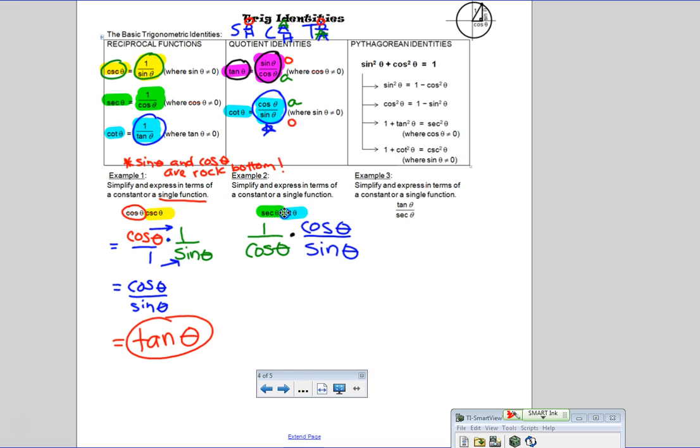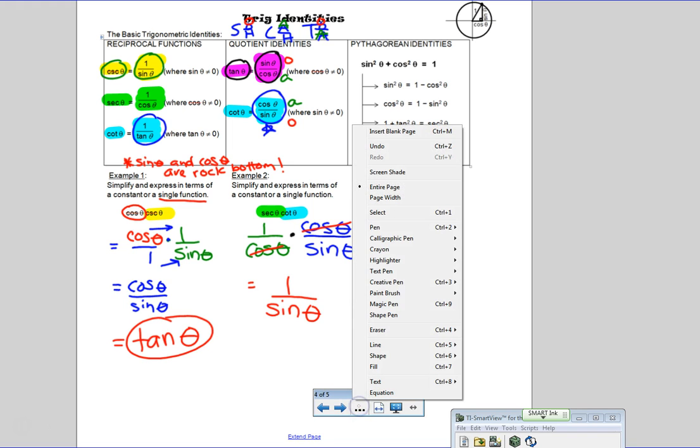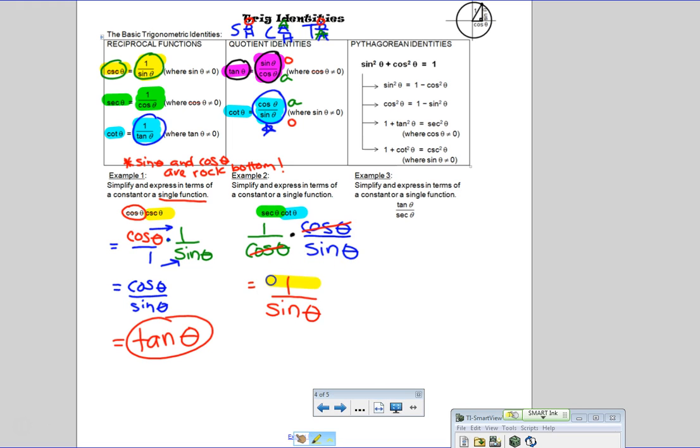All right, well again, I'm multiplying fractions. I can reduce before I multiply. Cosine and cosine cancel out. You're left with 1 in the numerator, and you're left with sine theta in the denominator. And 1 over sine theta is a single function because there is only a sine theta, but 1 over sine theta would be better written as cosecant. And I'm color coding so you can match up. 1 over sine theta is the cosecant guy above. So you want to try to put it in smallest terms as possible.